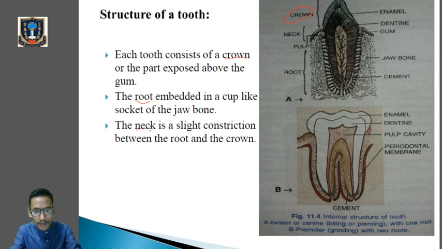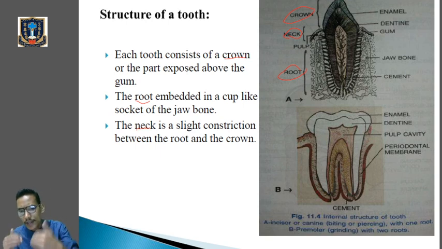The neck is a slight constriction between the root and the crown. So between the root and the crown we will find the neck. Each tooth has a crown, the part exposed above the gum, then a neck portion, then the root portion. So these are the parts of a tooth.